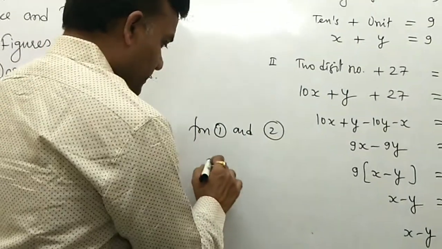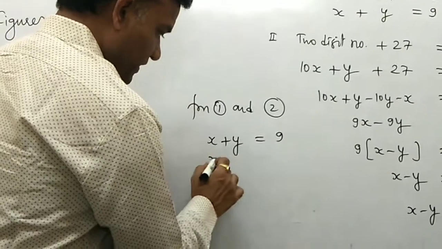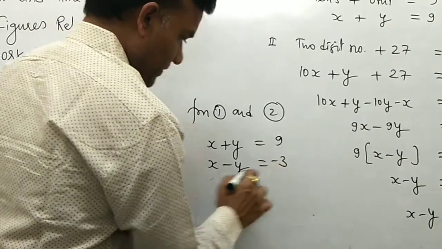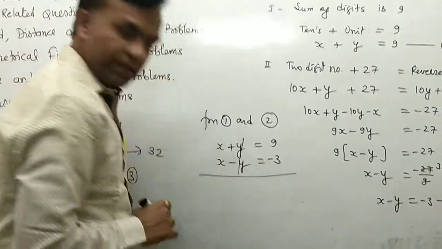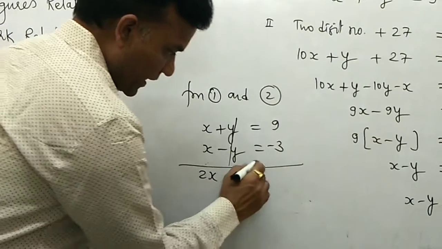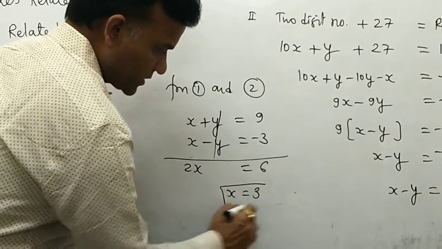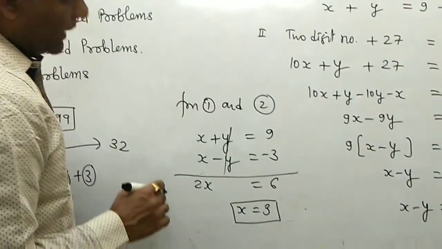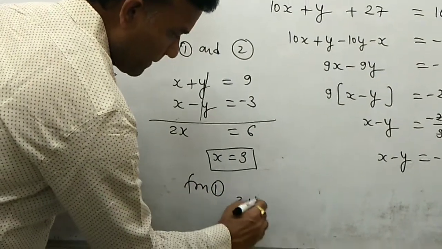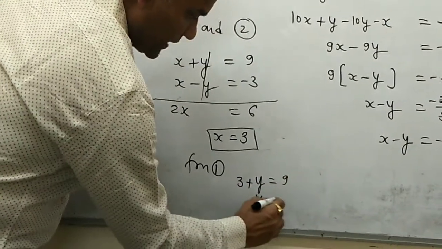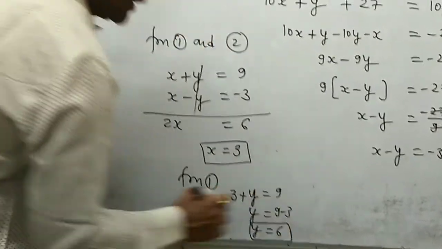From 1 and 2, the first equation is x plus y equal to 9, and the second equation is x minus y equal to minus 3. Then again use the elimination method, because y has alternate signs. x plus x is 2x, and 9 minus 3 is 6, so x equals 3. Okay, so you got the value of x as 3. Then from equation 1, 3 plus y equal to 9, so y equals 9 minus 3, and y equals 6. Okay, so you got the values of x and y.